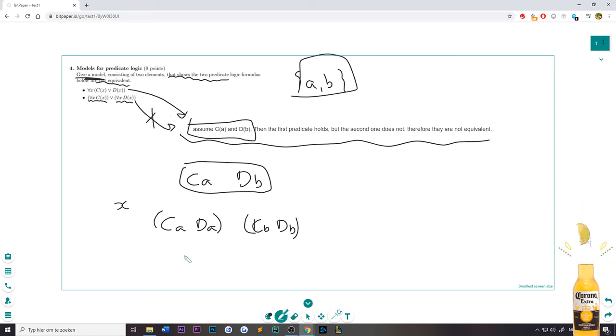Yes? If we have a single element, let's say we have A, then it will always hold. Because if we say C(A), the first one holds and the second one holds, and if we say D(A), then the first one holds and the second one also holds. Yes, so you're right.